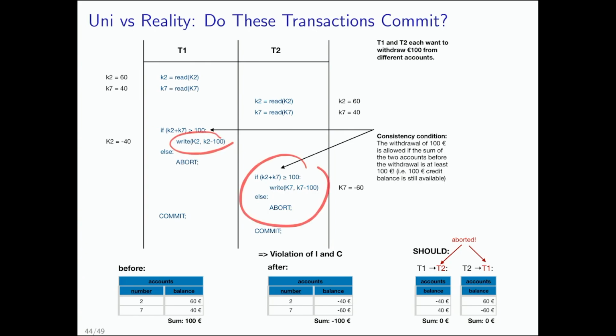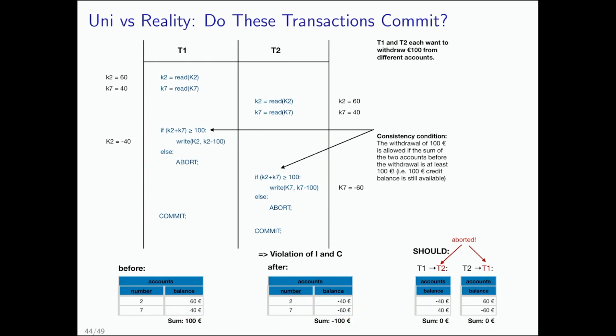The same happens here. It's basically the same transaction code, now interleaved. These two transactions are run at the same time. And when you execute that, you see that before, you have exactly 100 euros on your two accounts. Assume that these are accounts 2 and 7, as we said, so the sum is 100. And afterwards, you have minus 100 euros if you execute that. Whereas it should be like that.